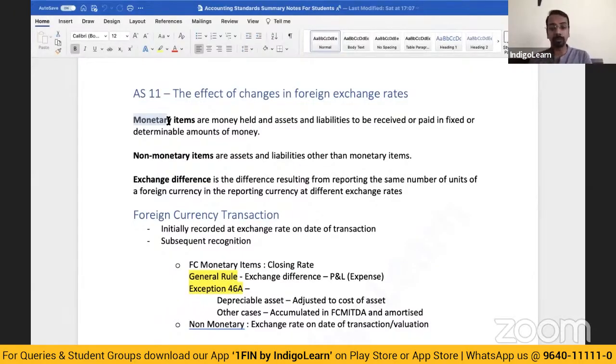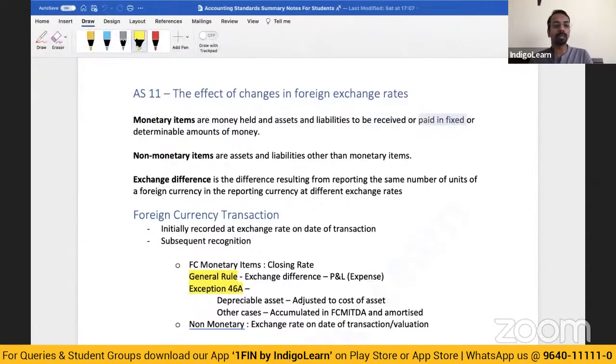An example could be loans. If you have borrowed a loan from a bank, the amount that you need to pay back is fixed. The interest that you need to pay back is also fixed. So monetary items include money held, and assets and liabilities to be received or paid in fixed or determinable amounts of money, meaning the amount that you will pay is determined, it is fixed, right?